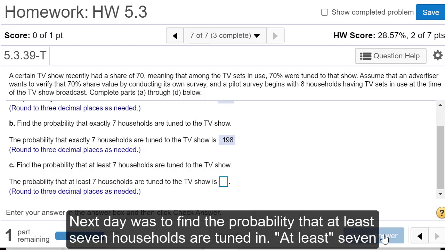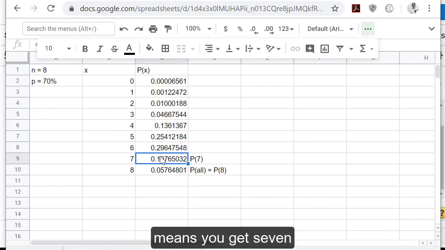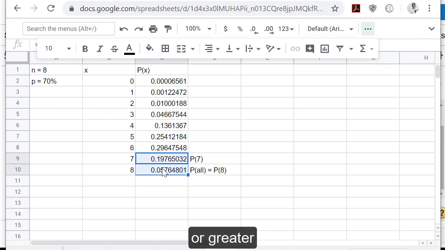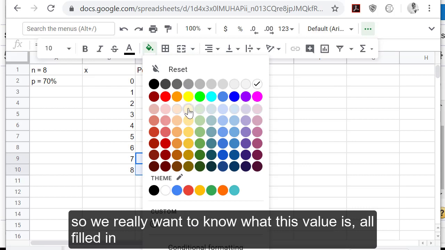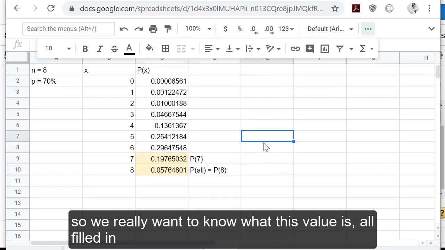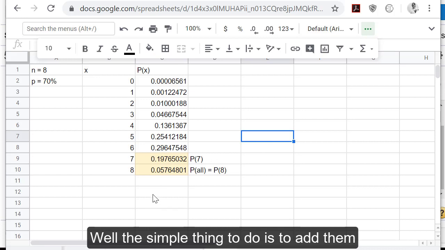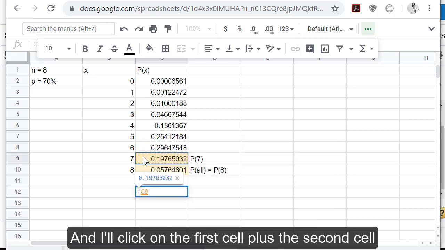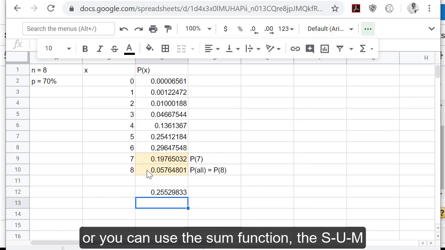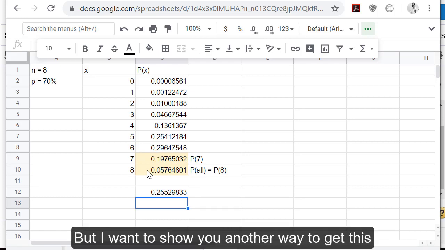Next, they want us to find the probability that at least 7 households are tuned in. At least 7 means you get 7 or greater. So we really want to know what this value is, all filled in. Well, the simple thing to do is to add them. Down here I will just say equals, and I will click on the first cell plus the second cell. Or you can use the SUM function. But I want to show you another way to get this.